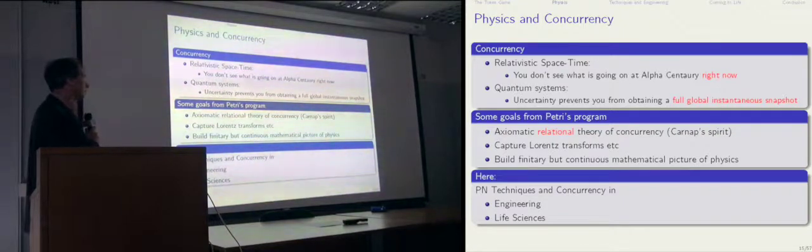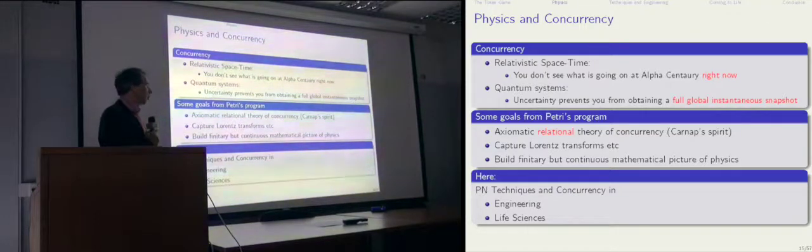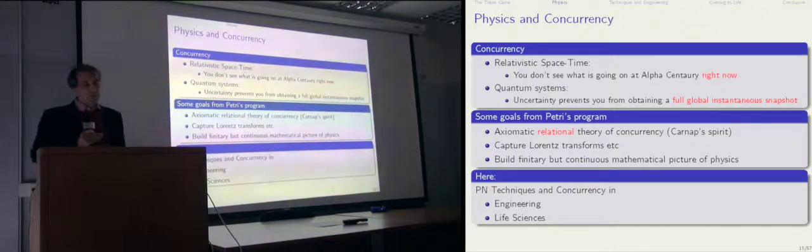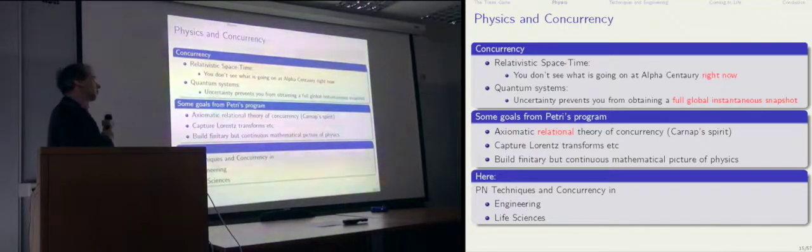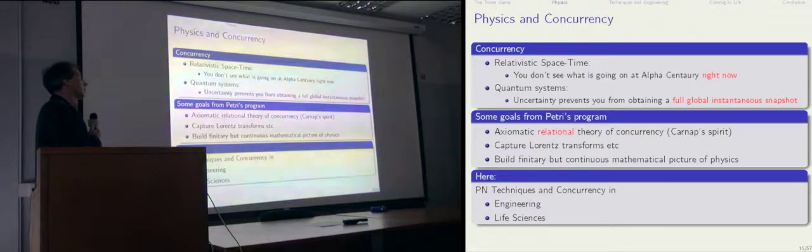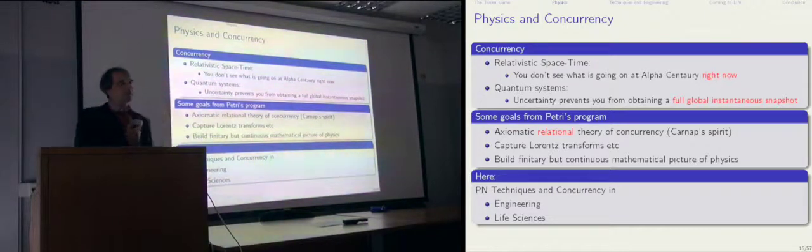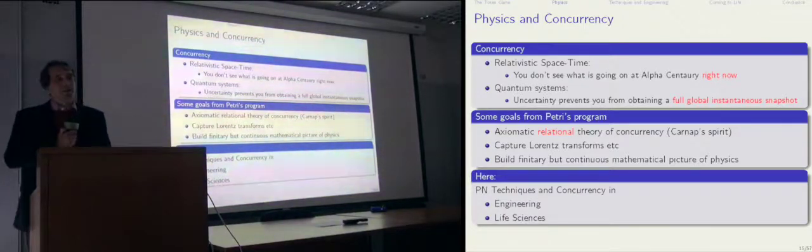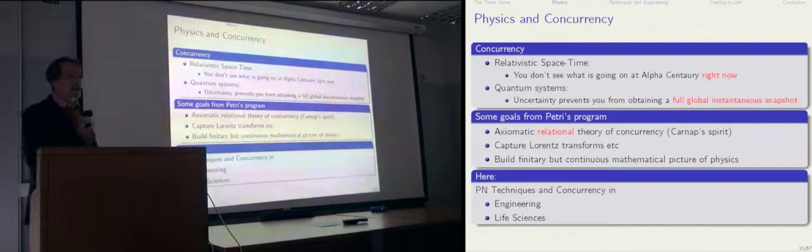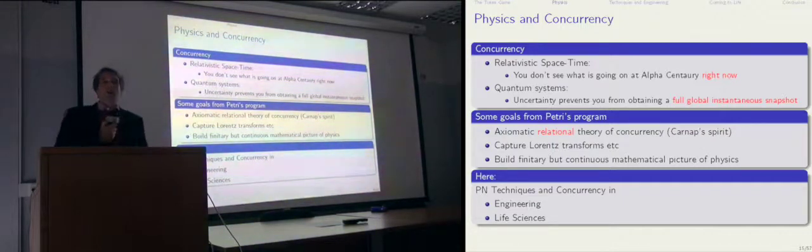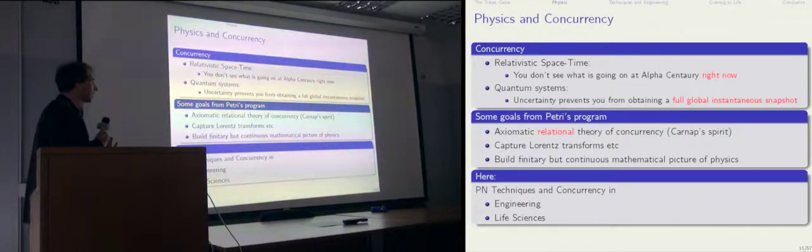Program's not completed here. Capture all the arsenal of tools from differential algebraic geometry, Lorentz transformation, and so forth, with which modern relativistic physics works, and in particular build a complete picture of physics, of the physical world, but with finitary means, without conceding anything on this point, without proposing an approximation, but really a complete, continuous, but finitary picture.